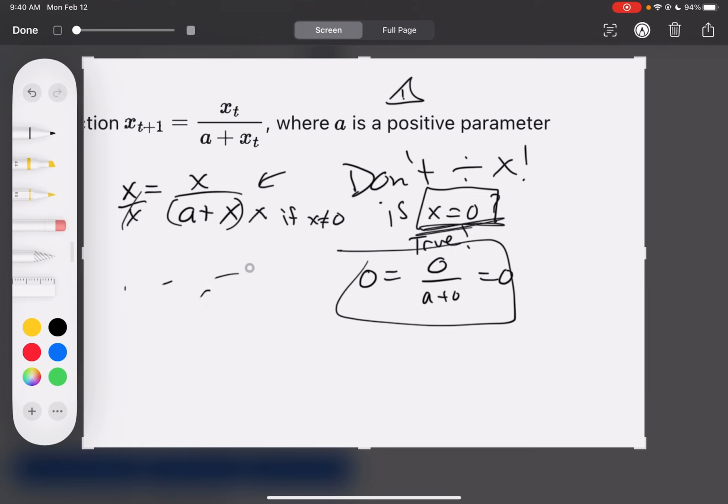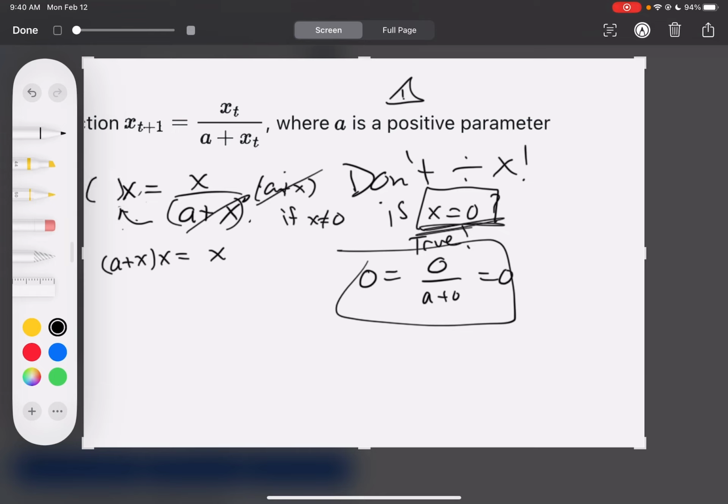Let's do it a different way, okay? And by the way, that start, you'd still have to solve for x. So let's do it a different way. Okay, so we're here. What should we do? Let's multiply the denominator over. So I have a plus x times x is equal to x. Really, I'm multiplying both sides by a plus x. And it just cancels on this side, and it appears on this side.